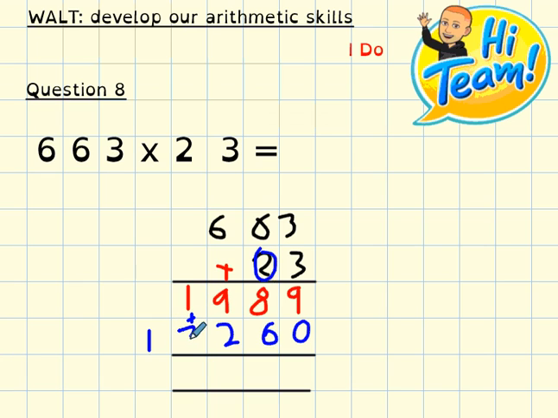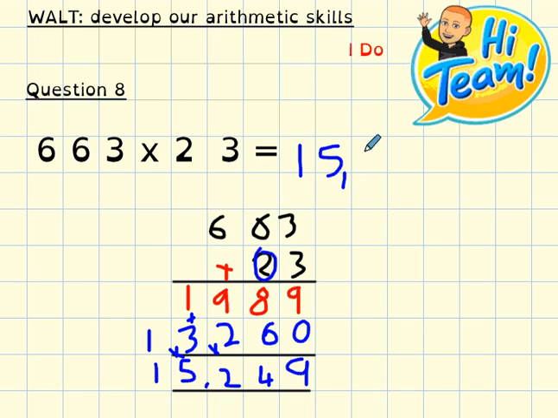9 add 0 is 9. 8 add 6 is 14. 9 add 2 is 11. Add the 1 is 12. 3 add 1 is 4. Add the exchange 1 is 5. 1 add 0 is 1. 15,249.